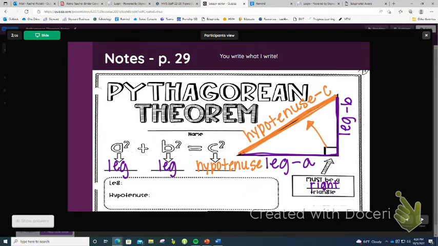So the legs are the two adjacent sides to the right angle. This means that they are touching the right angle. The hypotenuse is the side across from the right angle.